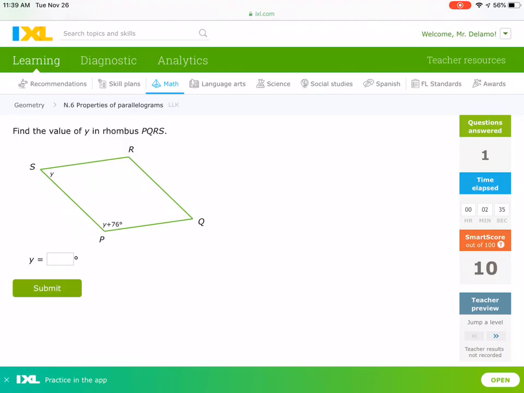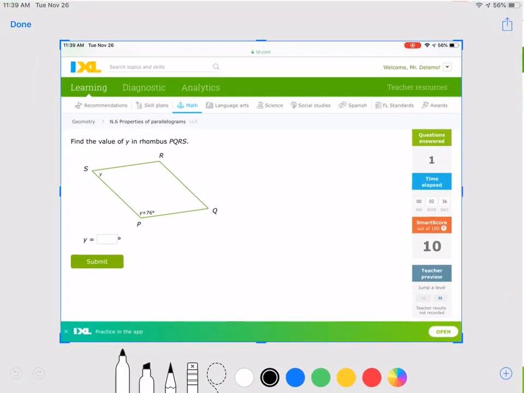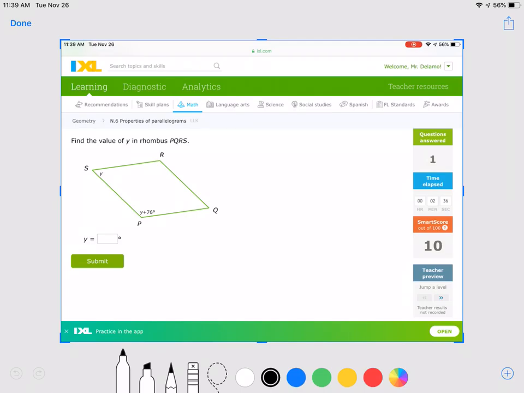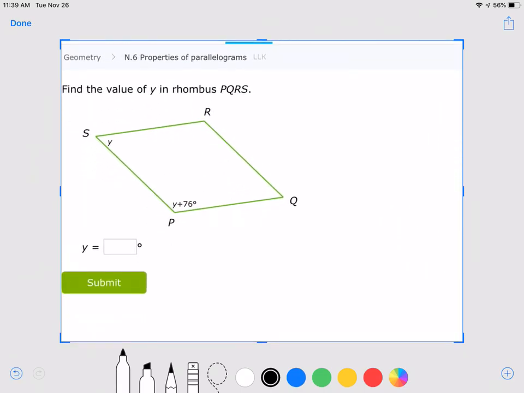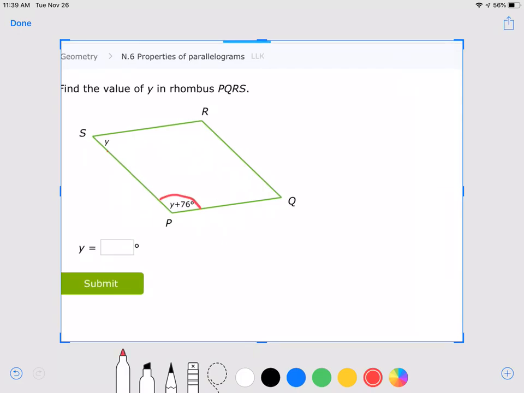Okay, so there must be some relationship between this angle and this angle. Now, I didn't say anything about a rhombus specifically, but I did show you a property of parallelograms. And one of the things I said about parallelograms was that consecutive angles are supplementary, so they have to add up to 180.